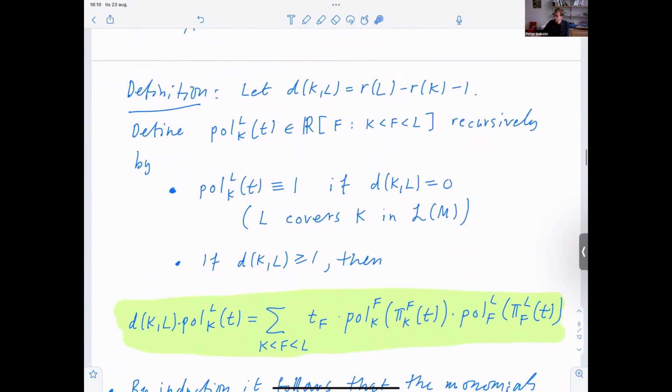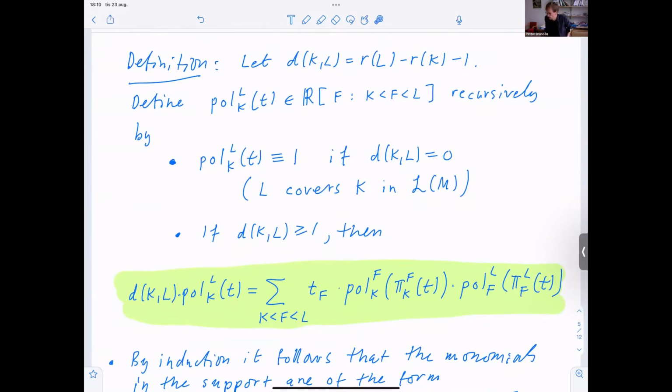Okay, so now we come to the definition of these polynomials. We have the shorthand DKL for the rank of L minus the rank of K minus 1. And this DKL will be the degree of the polynomials. So now we define these polynomials recursively. We do it first for covering relations, and this is when DKL is 0, so the rank of L and the rank of K differ by 1. If we have that, then we just define this polynomial to be simply 1.